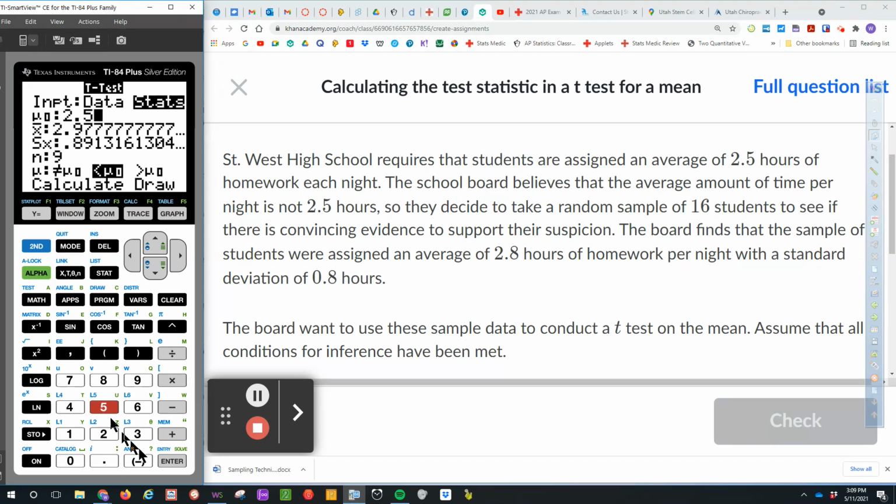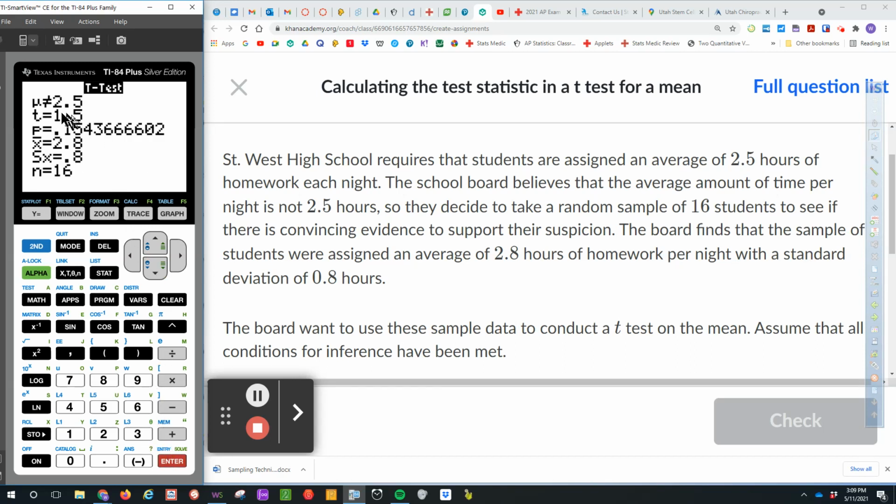So we put 2.5, and then the sample mean is 2.8. We put 2.8, the sample mean. The sample standard deviation is 0.8, so we put 0.8. And here our sample size is 16. We put 16. All right, and we're supposed to use not equal to 2.5. So if it's not 2.5, it's a two-tailed test, and we use that one. Okay, and we calculate.